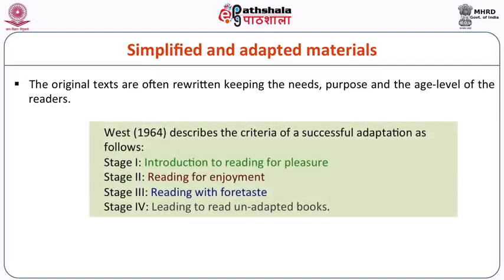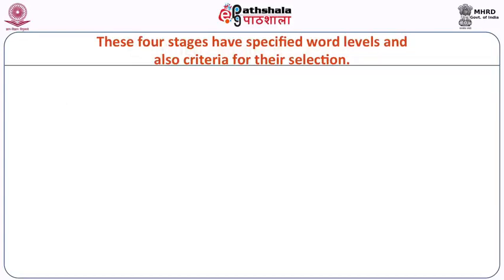West in 1964 described the criteria of a successful adaptation as follows. Stage 1, introduction to reading for pleasure. Stage 2, reading for enjoyment. Stage 3, reading with foretaste. And stage 4, reading to read unadapted books. These 4 stages have specified word levels and also criteria for their selection.